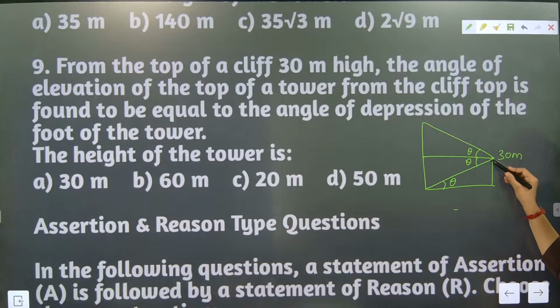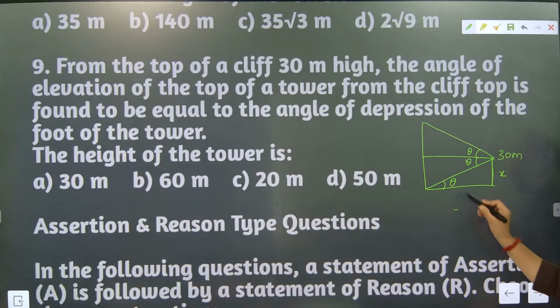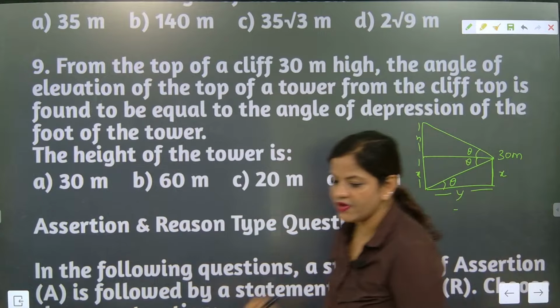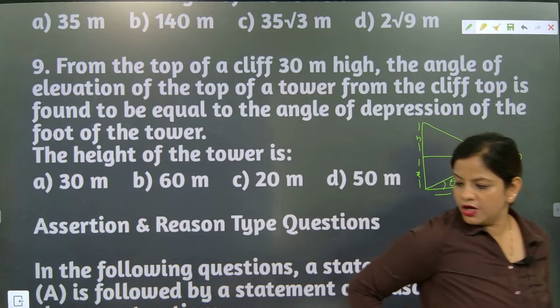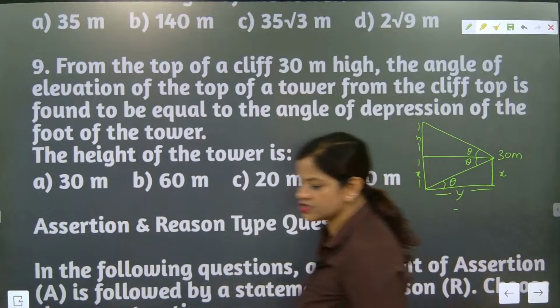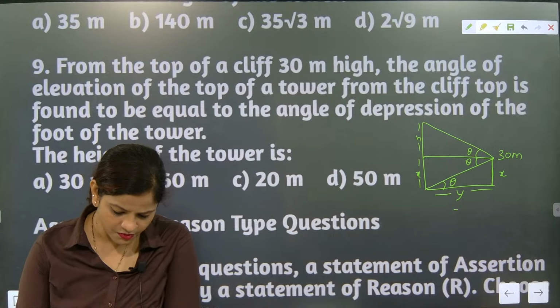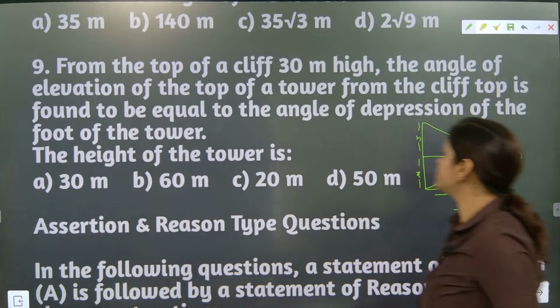Okay. So if this part is x, and this part is y, then this part will also become x, and this part will be h. Look here, this is a very important question. Do it nicely. Don't leave this question. Try to solve this question. Now look here.